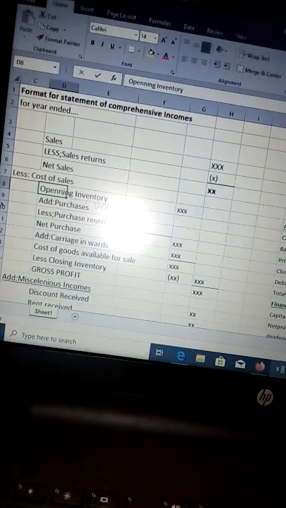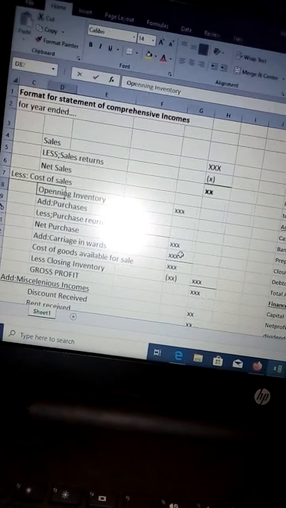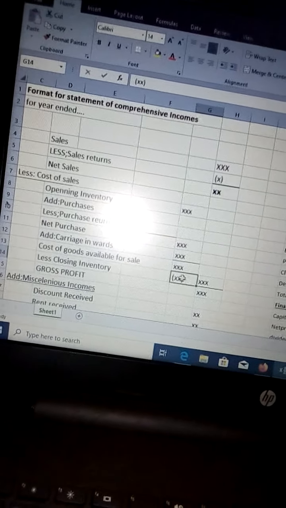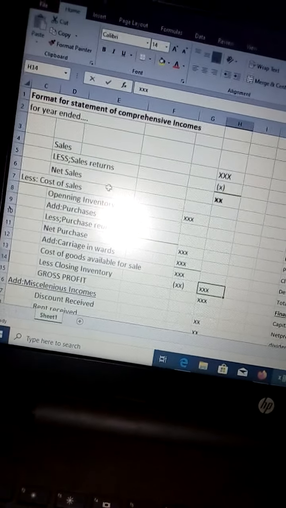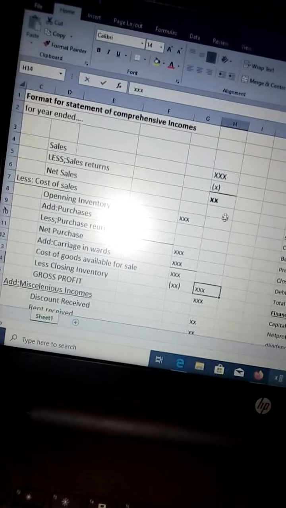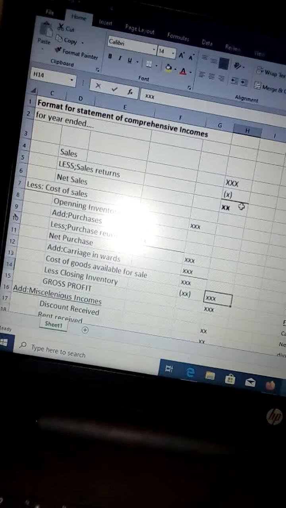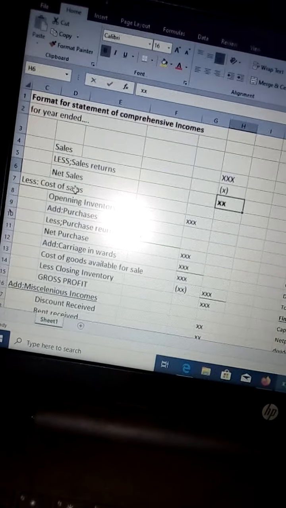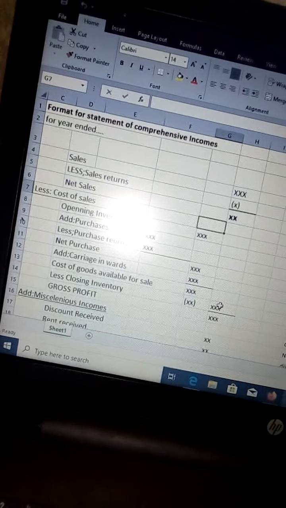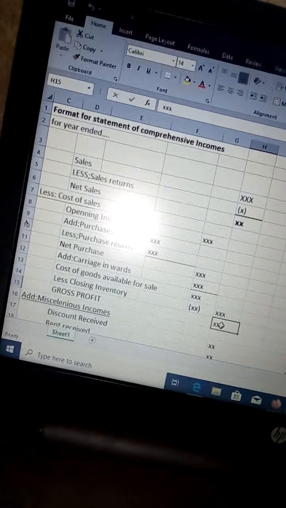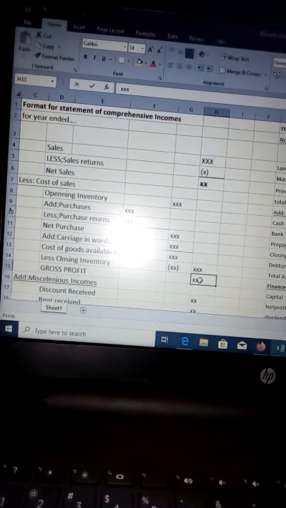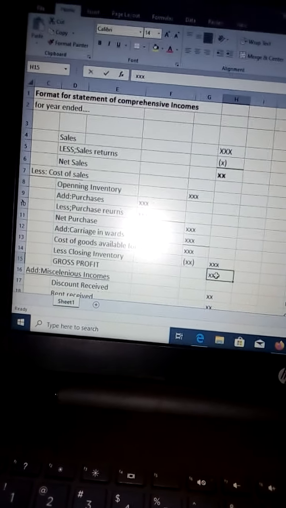By getting the opening stock, we add purchases, add carriage inwards, get the cost of goods available for sale, less closing stock. We were looking for the cost of sales. So the cost of sales will be put in the same line where there is net sales, as you can see in this video. We get the net sales minus cost of sales. So this is our cost of sales. So we get the gross profit. When we get net sales minus cost of sales, then we get gross profit.